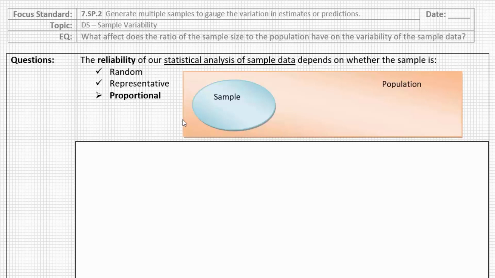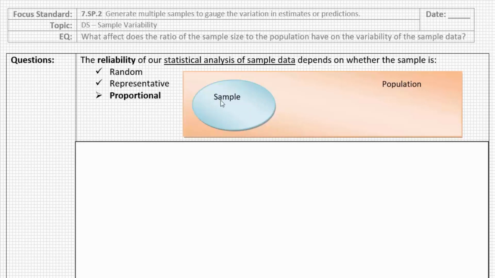So let's think about that for just a minute. If this orange box represents the population data and this blue circle represents the sample, right now this is a pretty small sample of a large population. So it is a small proportion of the entire population.